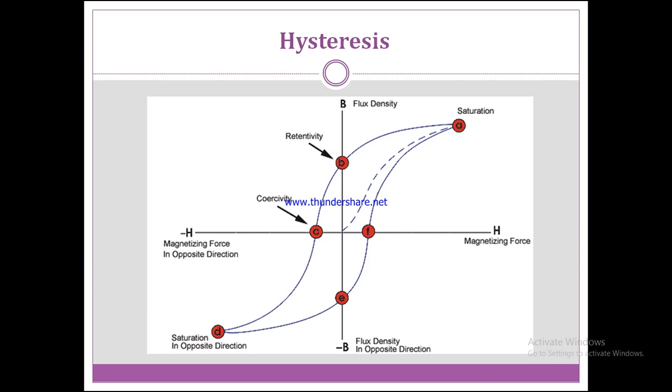In this figure, we have represented the image with the help of the magnetizing force, that is H, and the flux density, that is capital B. On the x-axis, we have the magnetizing force, either in the positive direction or in the opposite direction, that is the negative H, whereas the flux density is represented with capital B on the y-axis, and the minus B represents the flux density in the opposite direction.